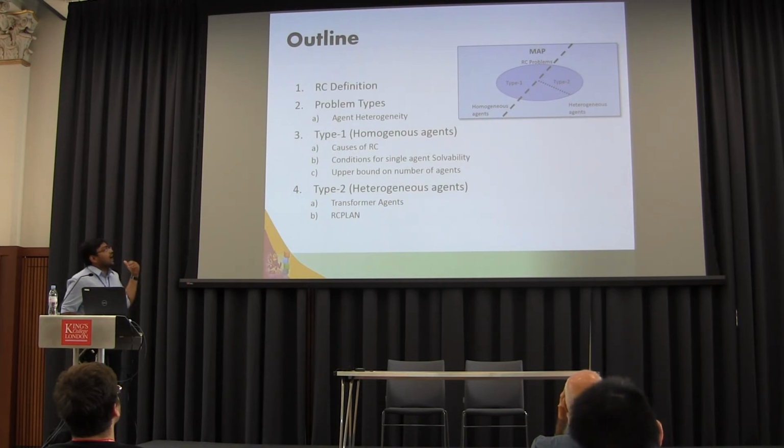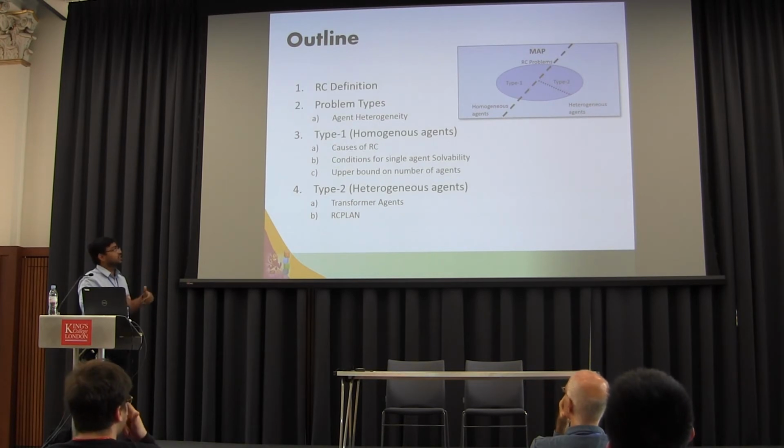Then we look at how we are actually dividing problems into two types. Like I mentioned, it's heterogeneous and homogeneous. So we need a way of identifying what problems actually consist of heterogeneous agents. Then we'll take a look at each of these types.